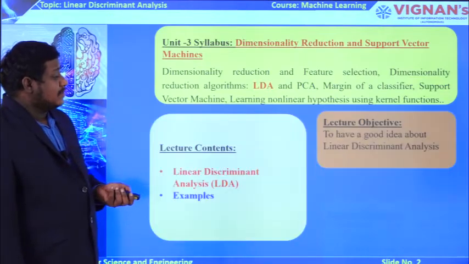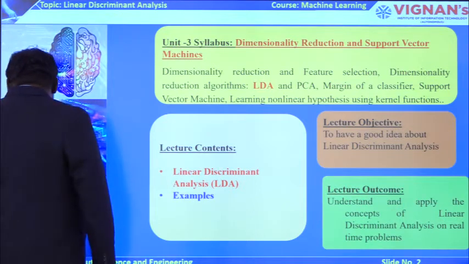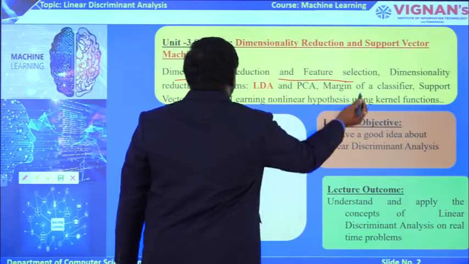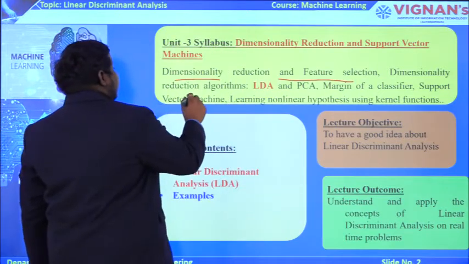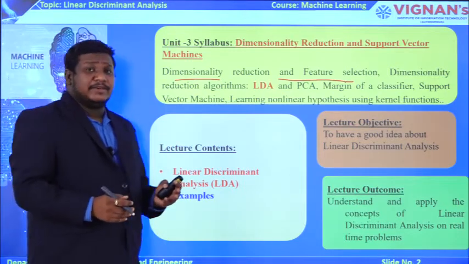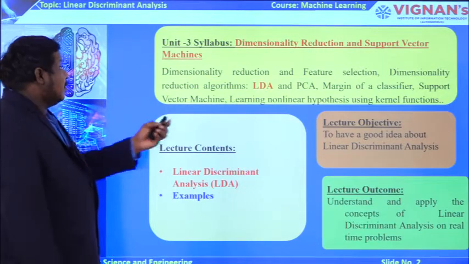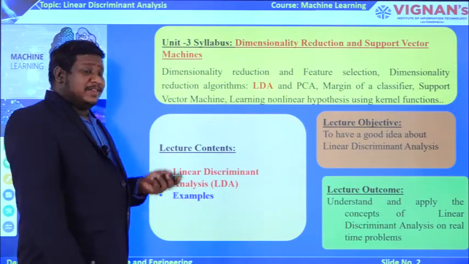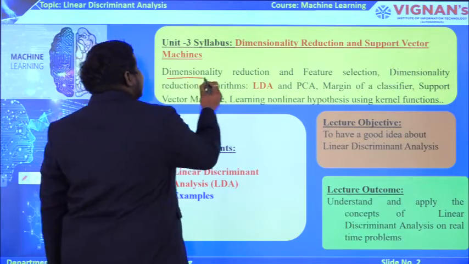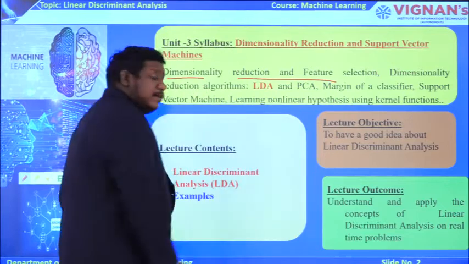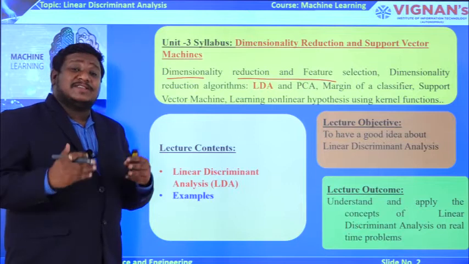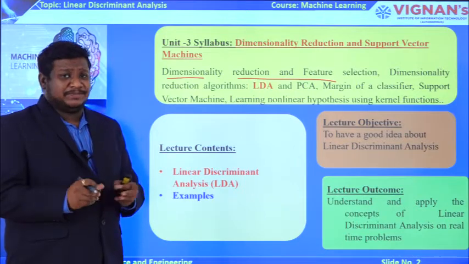This is the syllabus of your third unit. So far we had covered dimensionality reduction and feature selection. In that we had discussed nearly 12 techniques on how we can reduce the dimension. This is the syllabus for the third unit. In our last class we covered dimensionality reduction and feature selection, what dimension reduction is, how we can reduce the dimension of a data set, and what is the need of reducing the dimension of a data set.